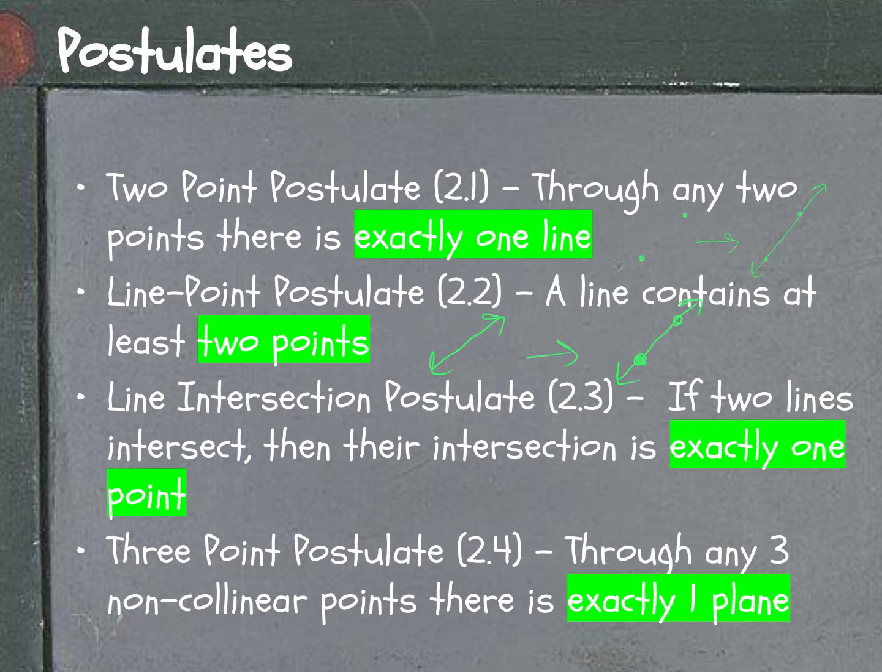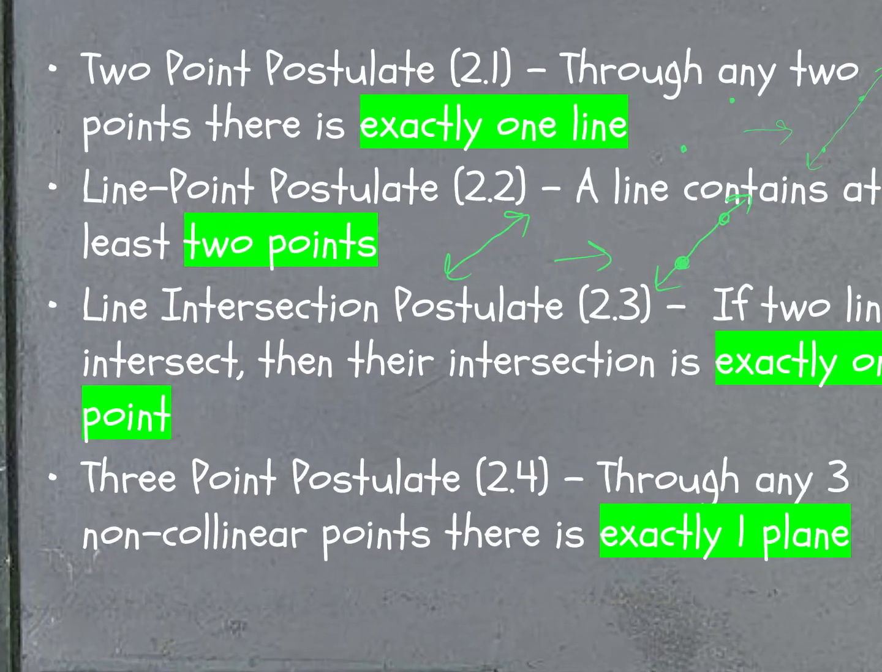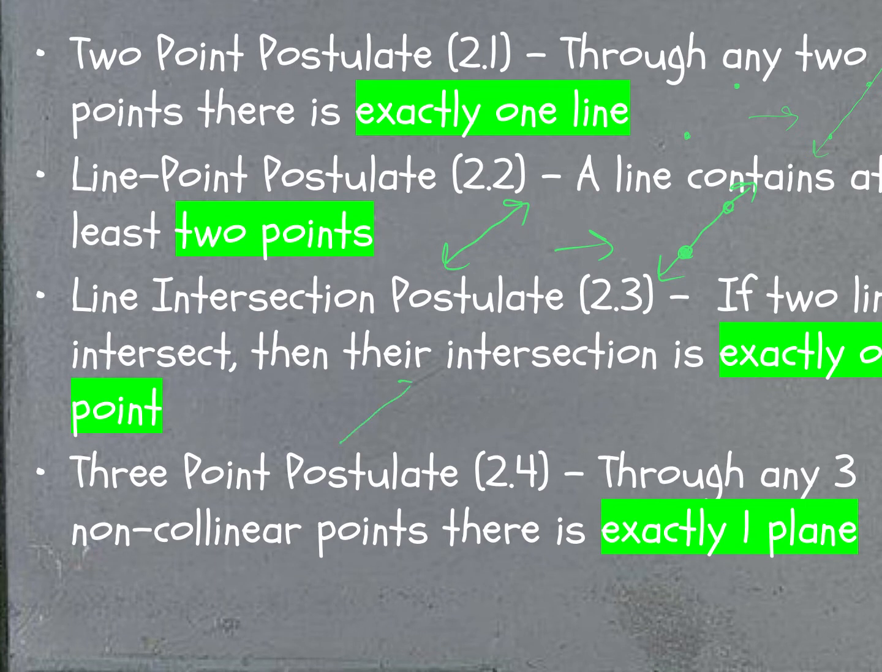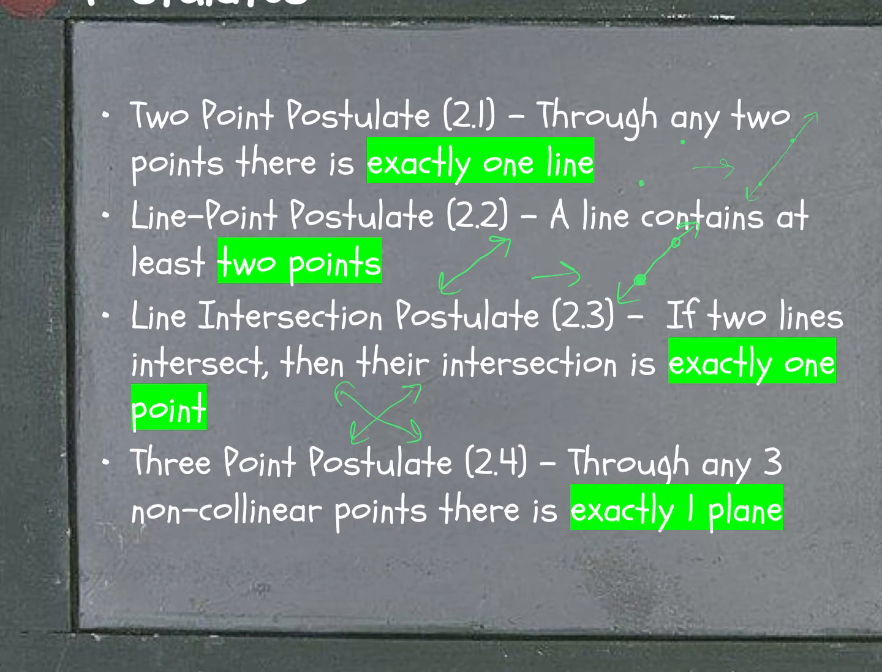Okay, next one. Line intersection postulate. If two lines intersect. Stop reading. Let's just draw that. So draw 2 lines that intersect. Do you guys agree that those 2 lines intersect? Yes? Okay, what's my conclusion? Their intersection is exactly 1 point. Draw those same 2 lines and put right in the middle. What are we going to draw? A point. Make sense?